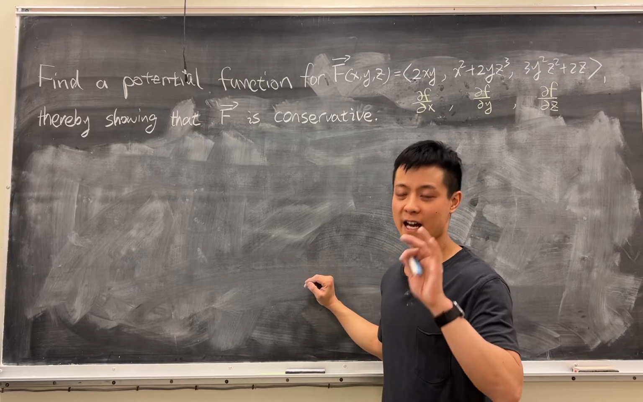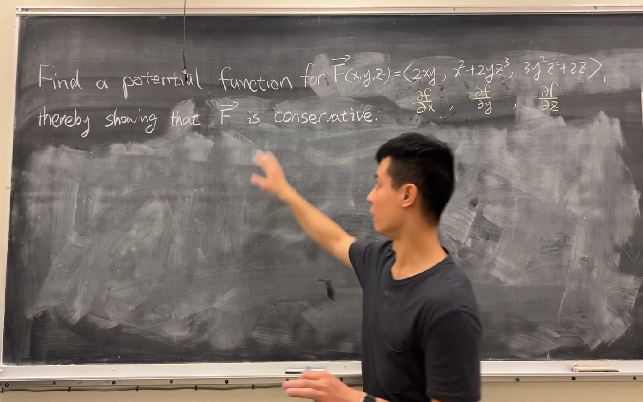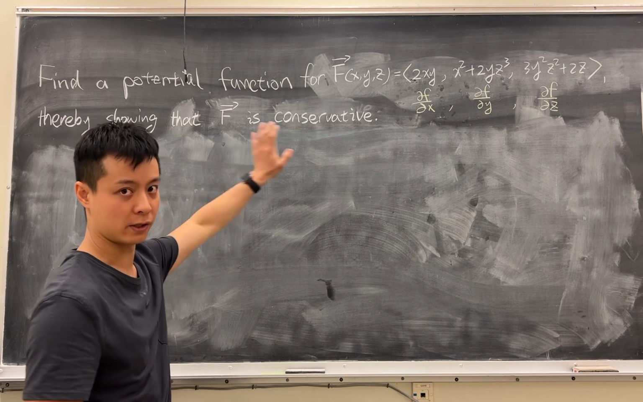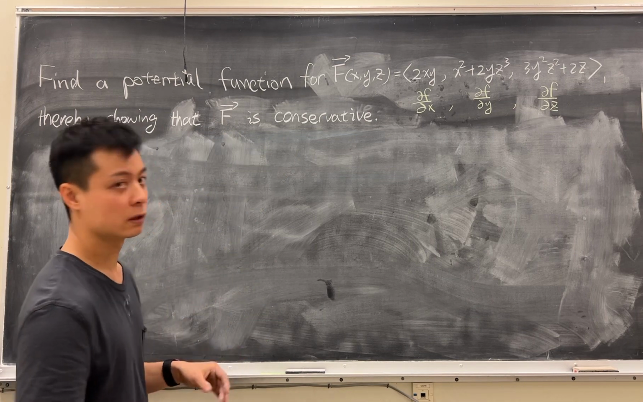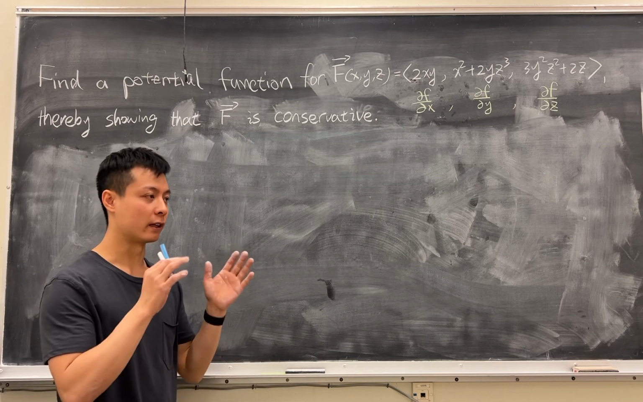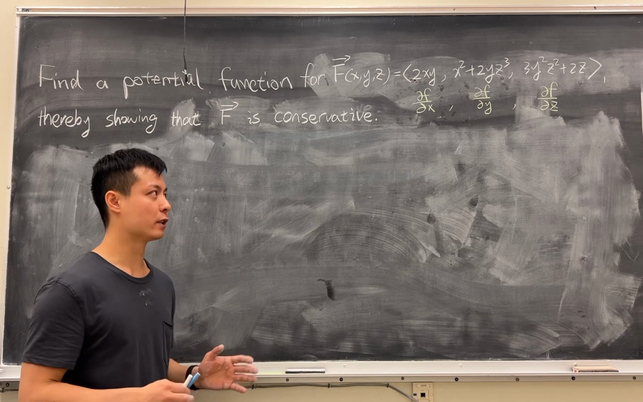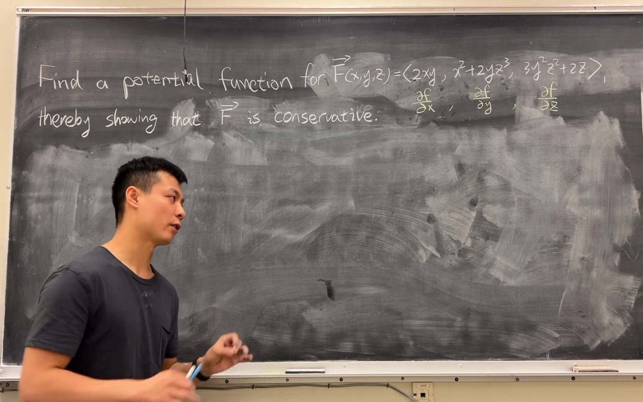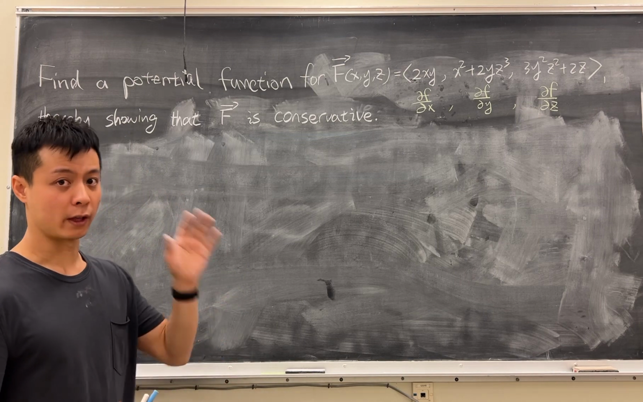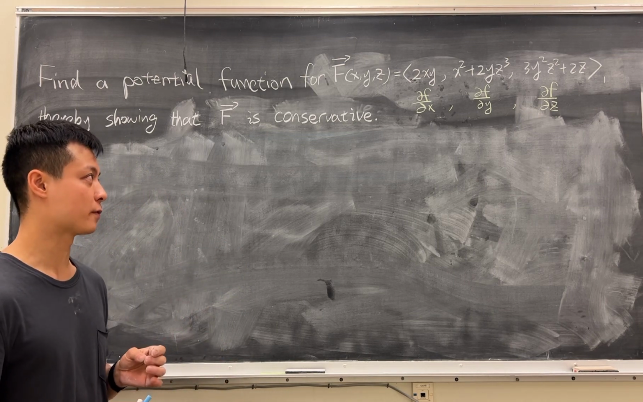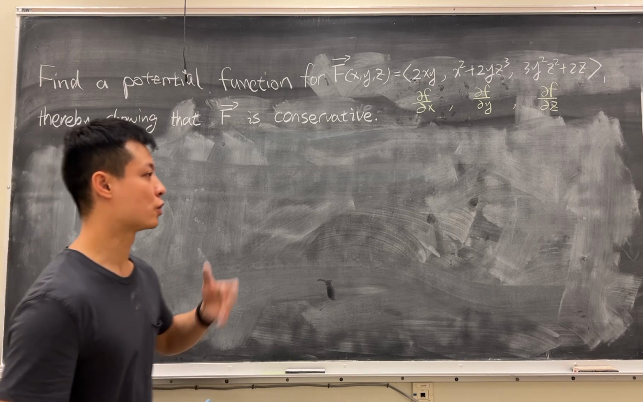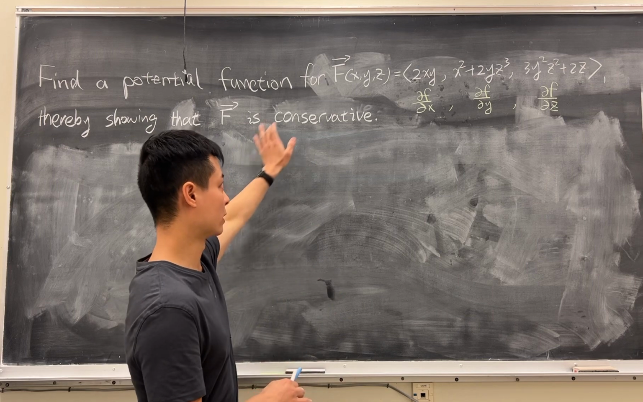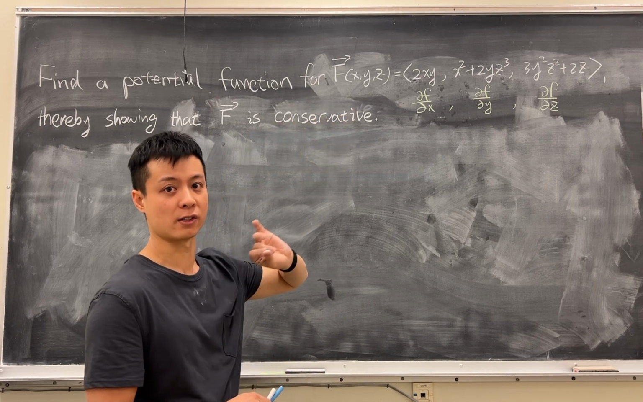Let's talk about how to find a potential function of a given vector field, thereby showing that the vector field is conservative. First of all, we need to be mindful that it's not every given vector field that has a potential function. In fact, there are many vector fields out there that do not have a potential function. Therefore, we should not attempt to find the potential function until we are certain that the potential function exists.